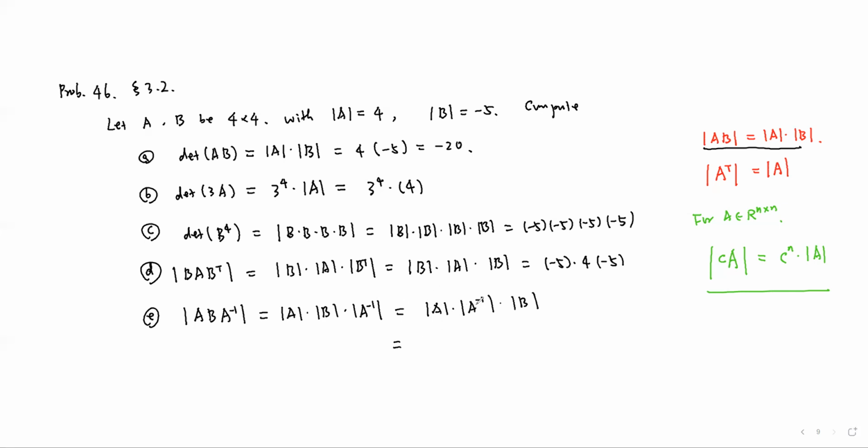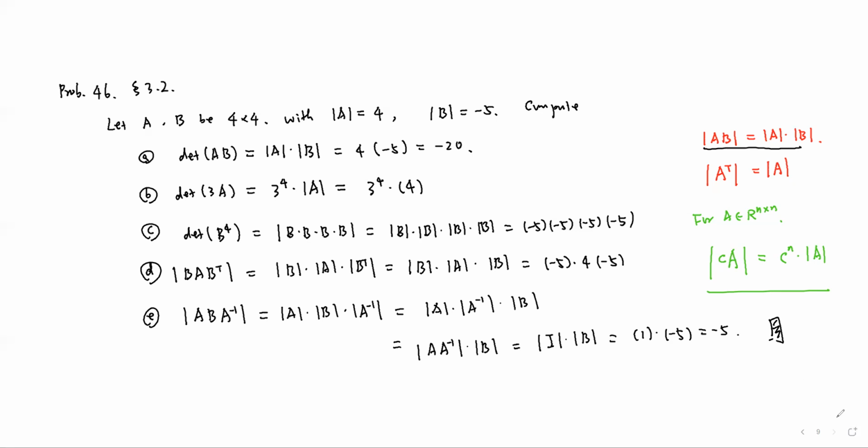Now this determinant times this determinant, use the formula again. It is the determinant of A times A inverse. A times A inverse is the identity matrix, and the identity matrix determinant is 1. So it is 1 times the determinant of B, -5. So the answer is -5. Done. This is a good problem. In this problem we need to use some properties. Take a review.